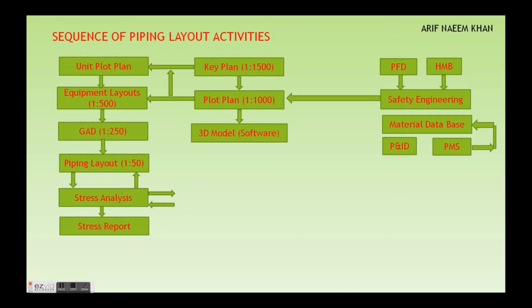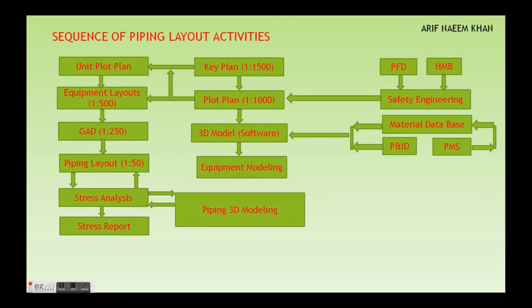From the plot plan, we develop the plot in the 3D model, and database wise we need the P&ID, the line list, and the material database from the PMS. After developing all these inputs of the 3D model software, we do the equipment modeling. In most projects, piping people do the equipment modeling by themselves. And after the equipment modeling, piping 3D modeling starts, like the piping from equipment to equipment, and all the activities related to 3D modeling for all disciplines will start from here.